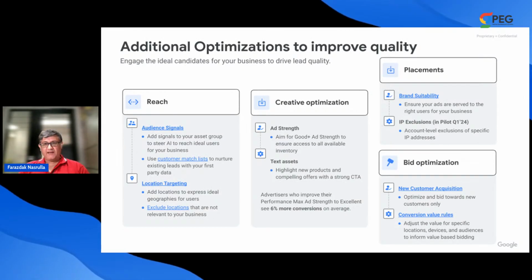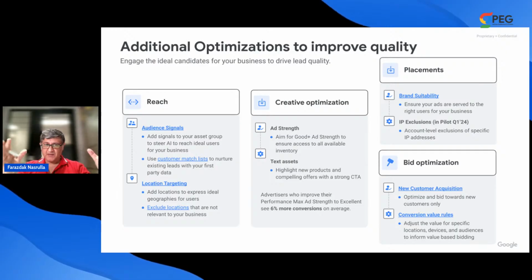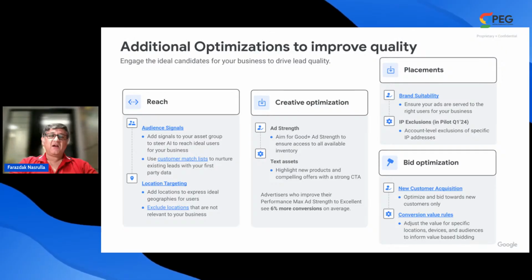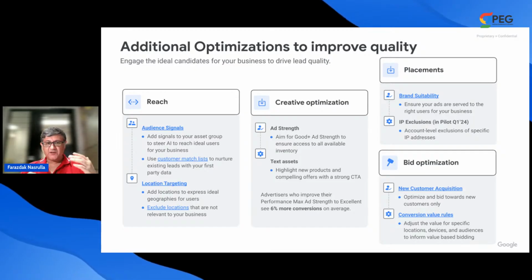Now, I think Shashank did speak briefly about additional optimizations to improve your quality. But what are the levers that you can play with? One is reach. Reach is basically the number of people that can see your ad, or the people that you would want to target. Use your audience signals. Okay, your first party data, your OCR, your remarketing list. Use all of that as your audience signals in the system. Your customer match list can also be added inside.